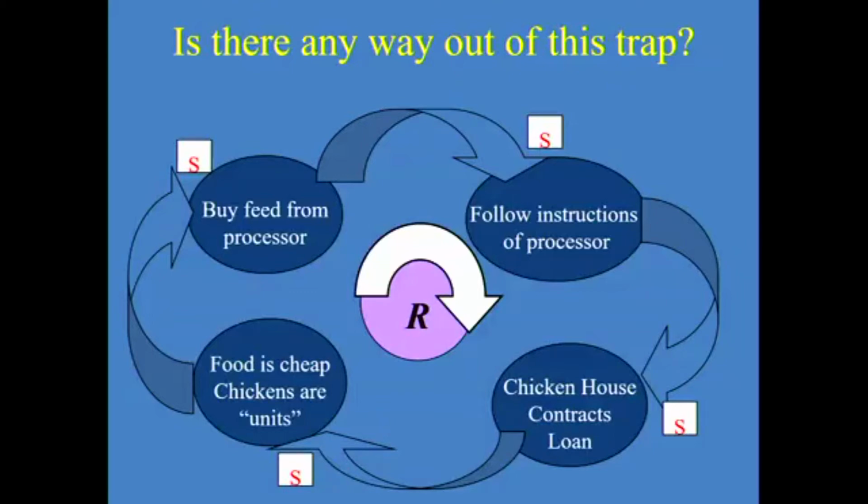This system, taken to the extreme, causes nitrate pollution in the Chesapeake Bay. It causes pfiesteria, a disease of fish in the Chesapeake Bay. It causes off-site problems, it causes small farmers to go out of business. There's lots of other effects. And the question is, is there a way out of this trap?